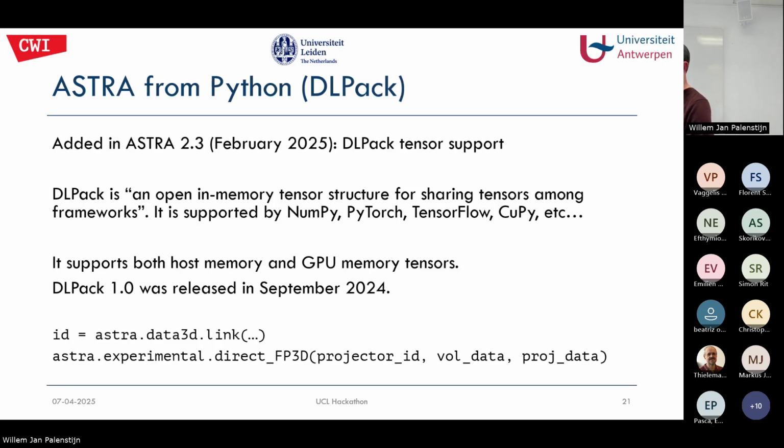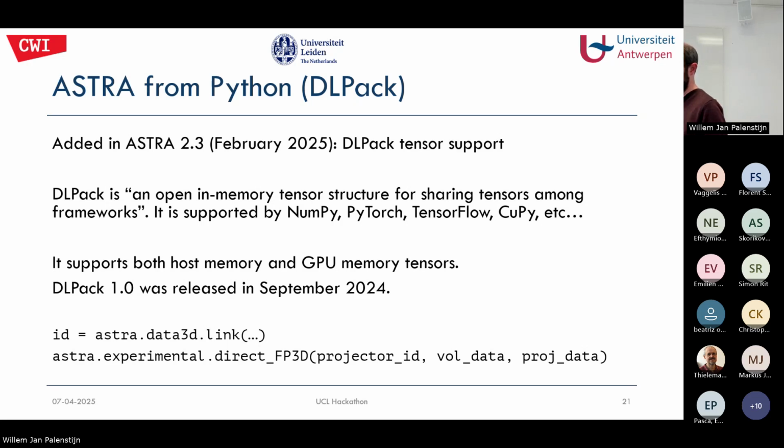So then the latest functionality in Python integration is the LPAC support. The LPAC has been kindly introduced already. It is, to quote, an open in-memory tensor structure for sharing tensors among frameworks. And it is supported by basically anything we wanted to use. The 1.0 release is pretty recent, like half a year ago, where they added versioning to their structure, so it should now actually be future-proof. And it supports both host memory and GPU memory tensors.